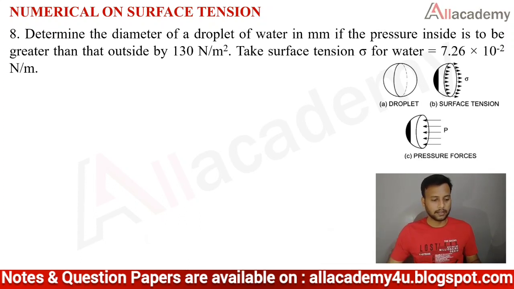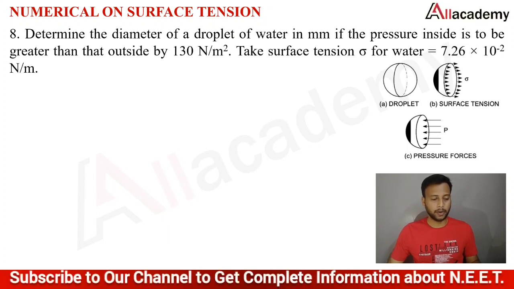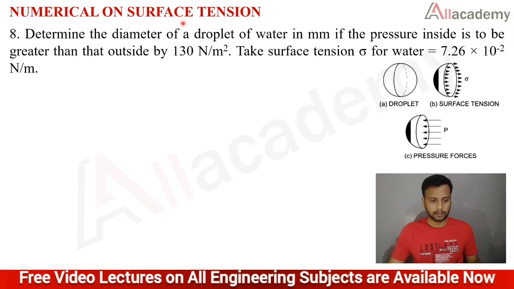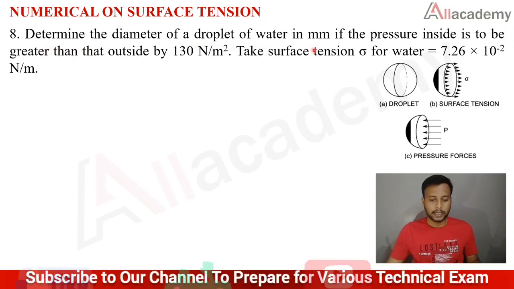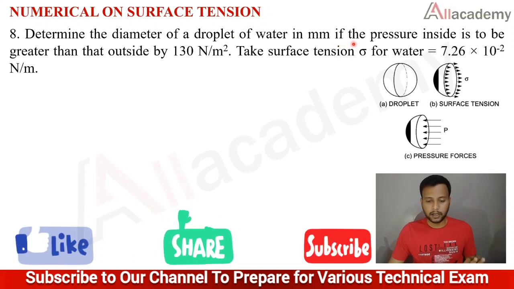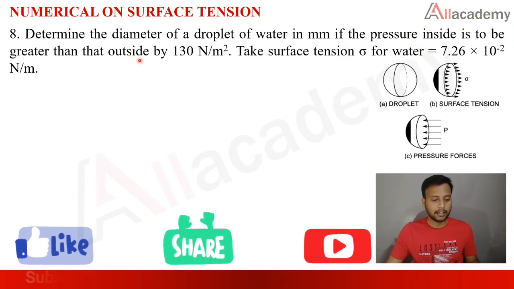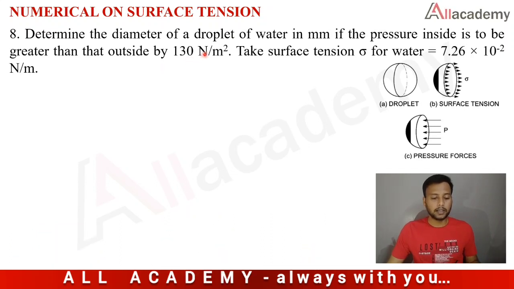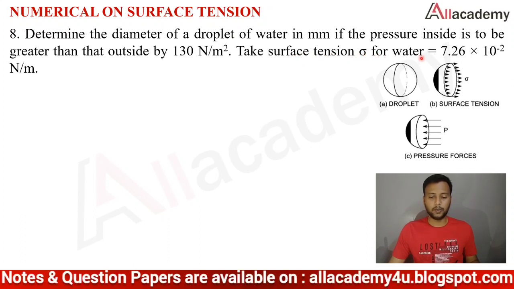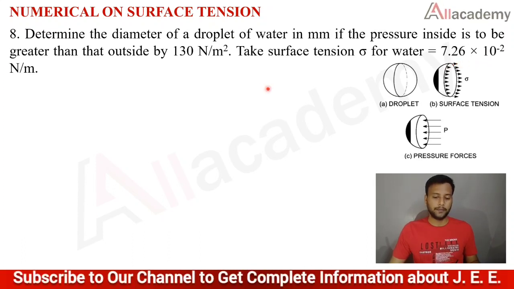In the previous session, as I said, we solved 7 numericals. This is the 8th question, and these problems are on surface tension. Determine the diameter of a droplet of water in mm, if the pressure inside is to be greater than the outer by 130 Newton per meter square. Take surface tension sigma for water equal to 7.26 into 10 raised to minus 2 Newton per meter. This is a reference figure for this problem statement.